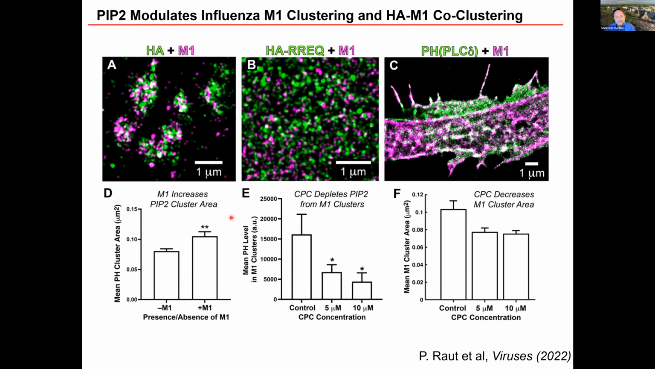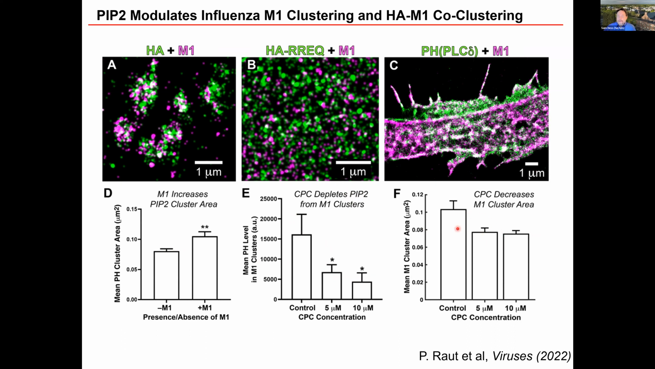We also have a story connecting the matrix protein, M1, which is found inside the viral envelope and helps with assembly and budding, and is normally thought to interact with HA. We see it interacting. When we mutate the tail, which we think interacts with PIP2, the HA and M1 no longer interact. And when we deplete the PIP2 using CPC, the pH that's found near M1 decreases.